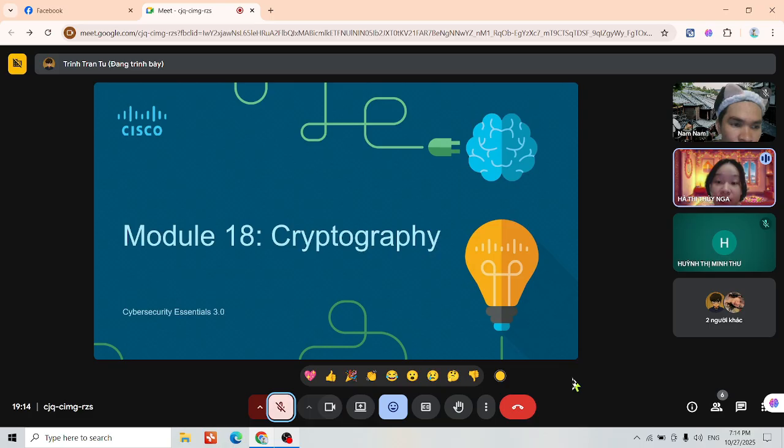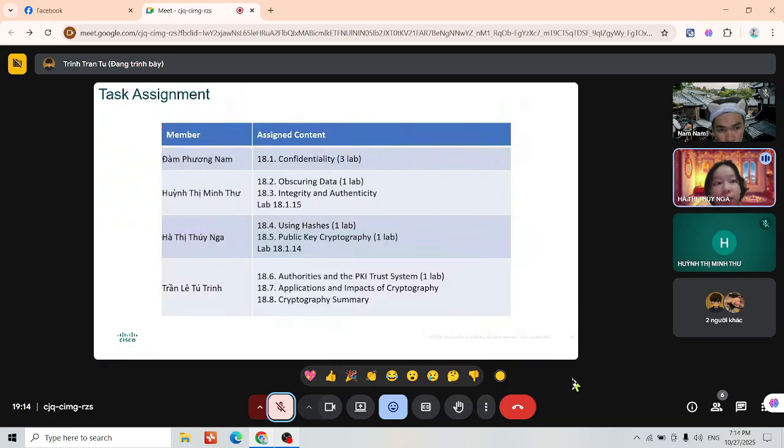Today our group is going to talk about Module 18, Cryptography. In this module, we explore how hashing tools are used to make sure that data stays secure, complete, and authentic. In cybersecurity, our group has 4 members, and I'm Nga. Here's how we divide our work.